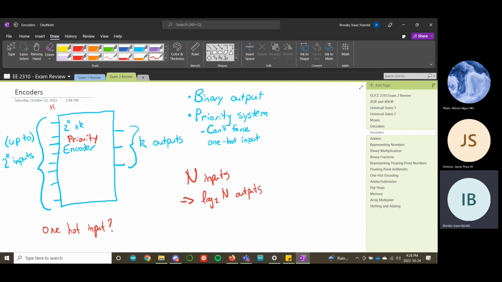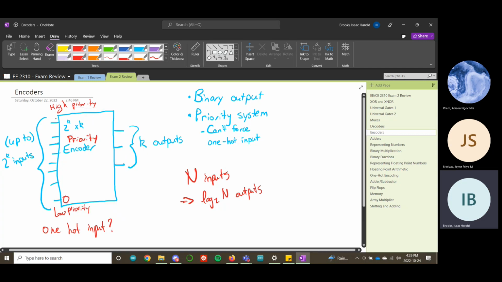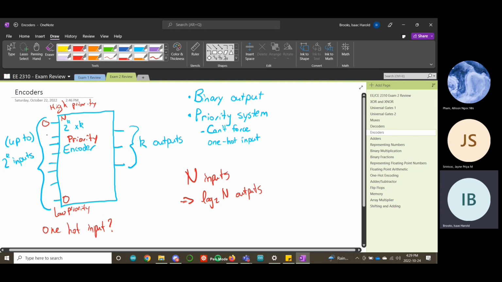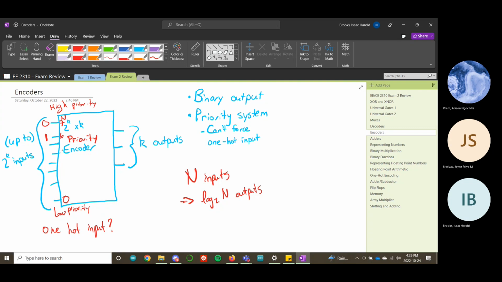Say this is high priority, and this is low priority. We call this one input 0 and this is input n. It'll encode the binary index of the highest priority one that's on. Say we had a 0 here, but a 1 here, and this is input number 6. This one is 7. Then the outputs are going to say, well, 7 isn't high, so we ignore it, but 6 is high. Our input number 6 is high, and that's our highest priority one.